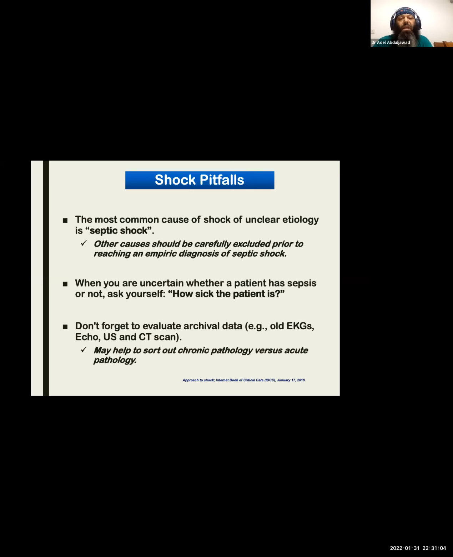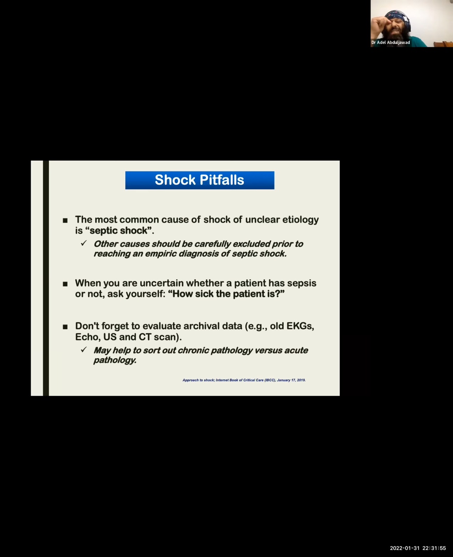If, for example, a patient is elderly, he came with urosepsis or he came with CAP, or calcular cholecystitis, for example, or pancreatitis, so he presents with a shock state. So you put a diagnosis primarily as septic shock, especially if there is clinical stigmata of sepsis, like fever and chills. And also some clinical parameters we will highlight later. But again, the most common cause of shock of unknown or unclear etiology is septic shock. And again, the other causes for shock should be excluded, and you keep in mind to exclude them before reaching the empiric diagnosis of sepsis or septic shock.